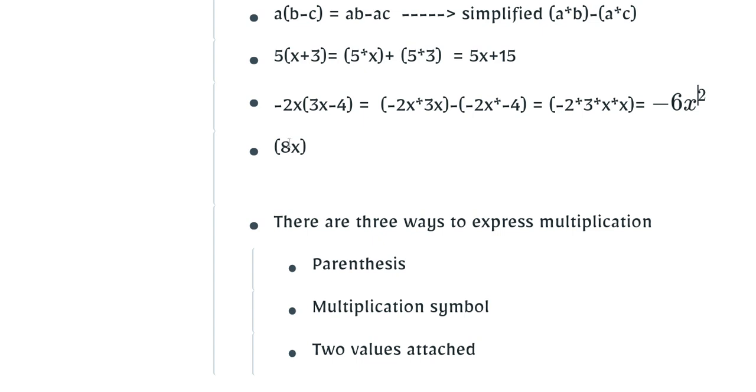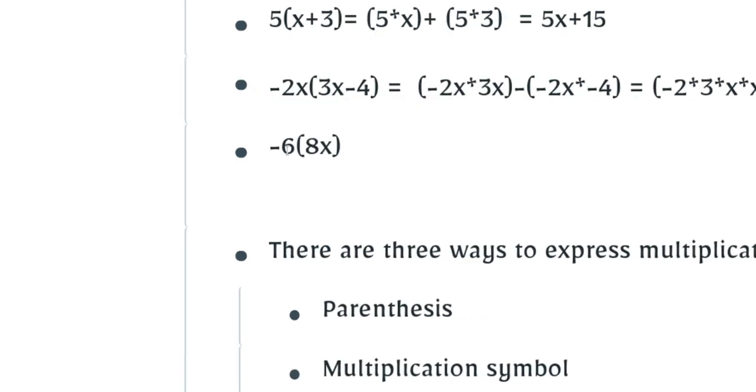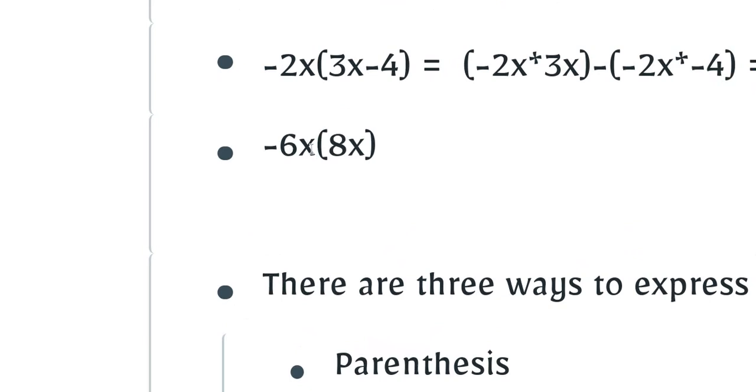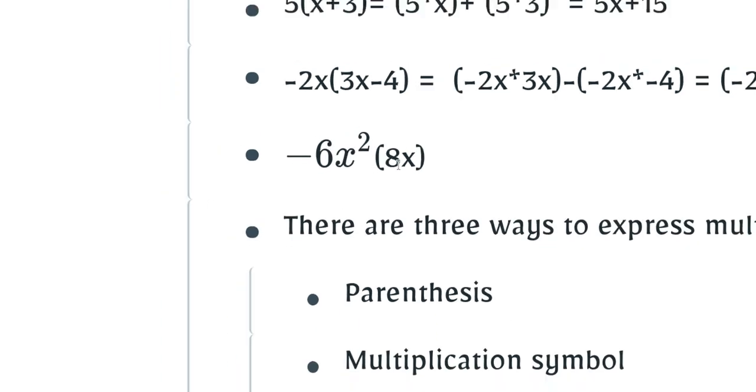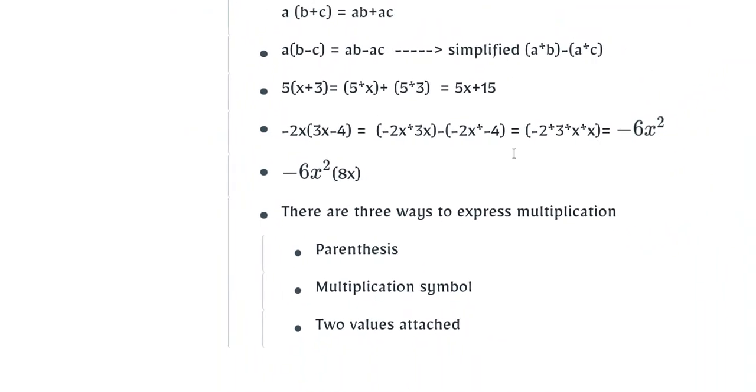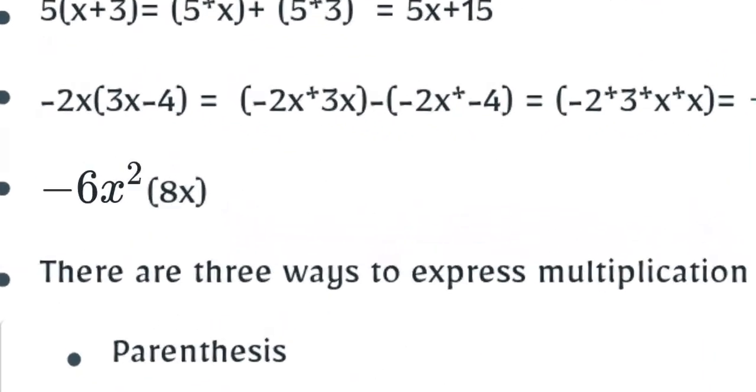So all that we have now is negative 6x squared. So we're putting back the first term, negative 6x squared. Right? And here's the interesting thing that's going to happen. Negative 6x squared. But what would now be the operation that separates the two terms?